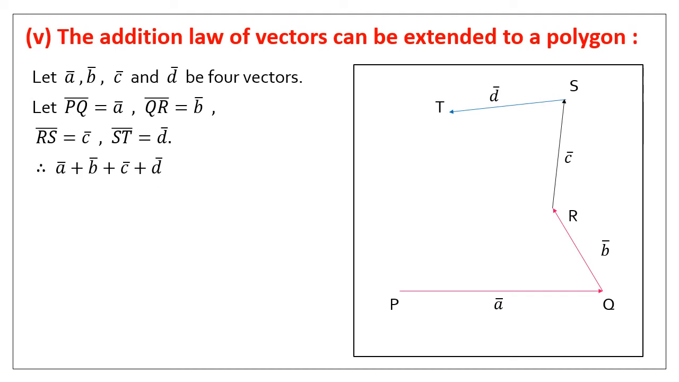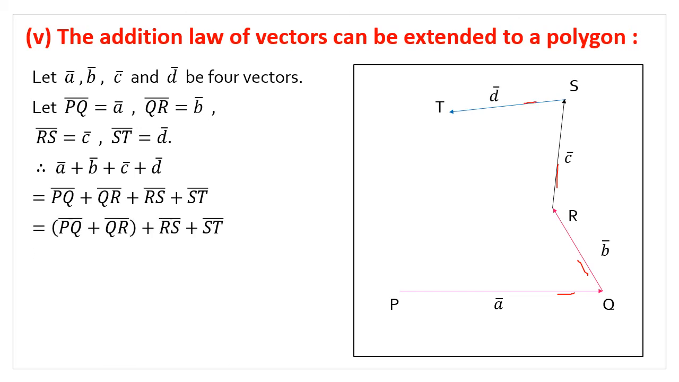So the addition of these vectors, A bar plus B bar plus C bar plus D bar, equals PQ bar plus QR bar plus RS bar plus ST bar. See student, we will take PQ bar and QR bar in one bracket. See the starting and end point. So which gives us PR bar. Also by using triangle law we will get it.